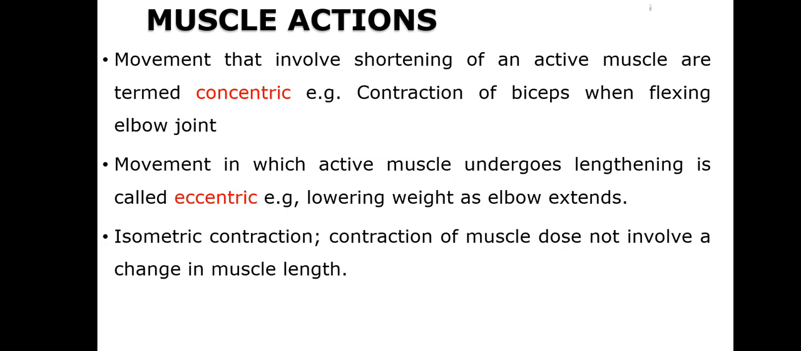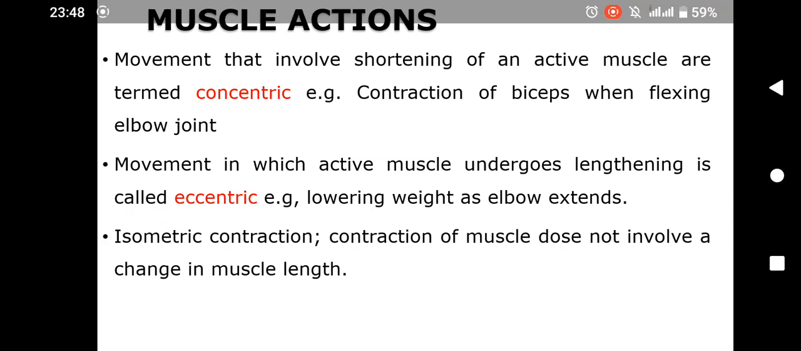Now, what if the muscle is contracting, but it's neither increasing in length nor shortening? We refer to that as isometric contraction. Contraction of muscles that does not involve a change in muscle length. The muscle is contracting, but it's not changing in terms of its length. Remember, iso means equal. So in isometric contraction, the muscle is contracting, but it's not changing in length. It's just remaining the same. So that's the aspect that I wanted you to know on this slide.